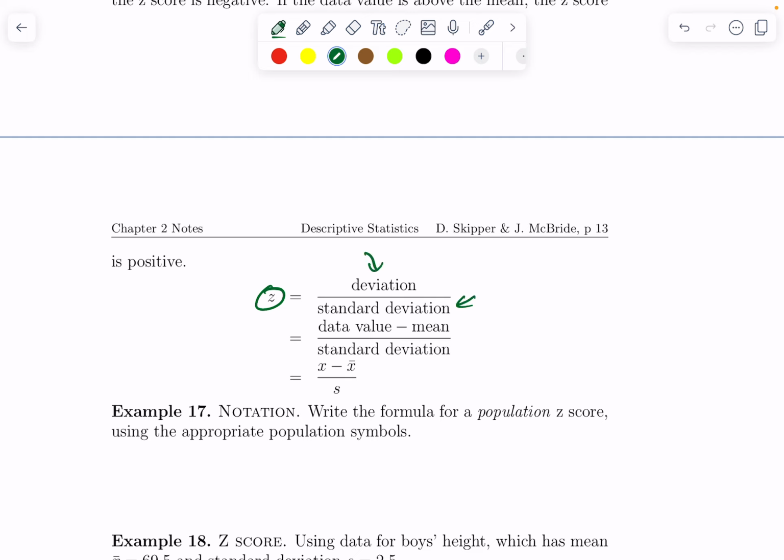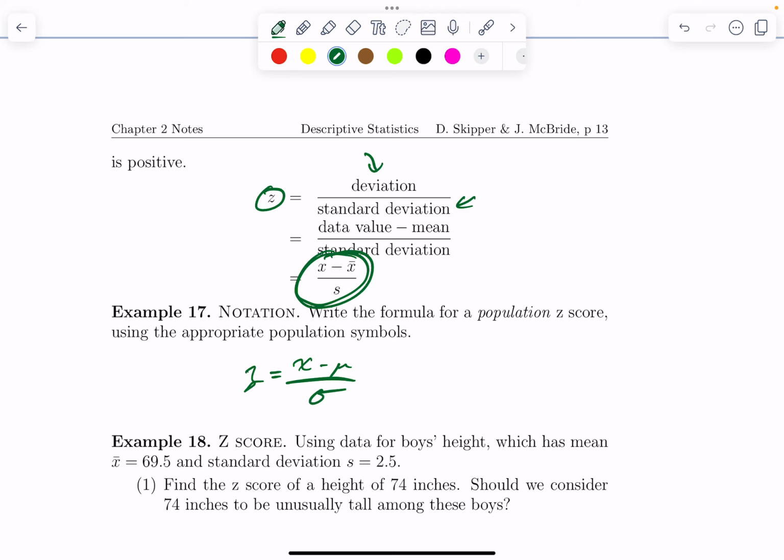Write the formula for the population z-score using appropriate population symbols. In exactly the same way, you have z equals x minus mu over sigma, for the exact same reason as what we had above.